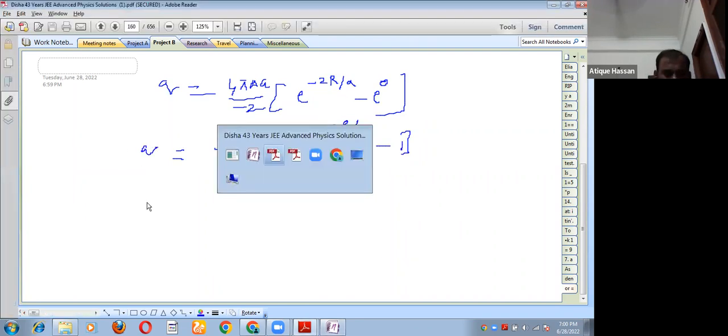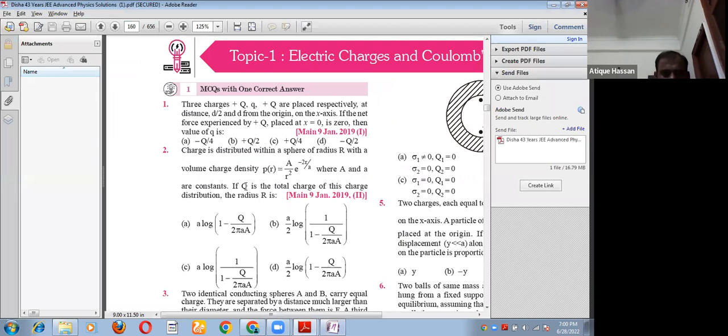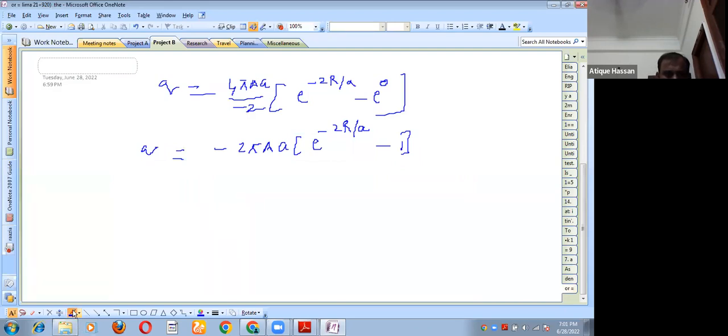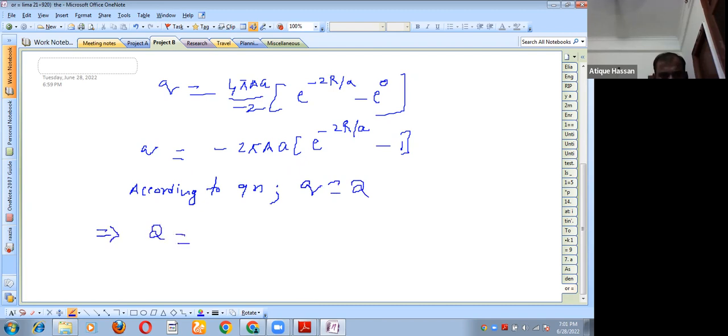Now according to the question, the total charge given is capital Q. In the question it is saying that the value of total charge is capital Q. We will put the value according to the question. According to the question, Q is equal to capital Q. So we will put that value. This implies capital Q equals minus 2 pi a into small a, e to the power minus 2r by a minus 1.